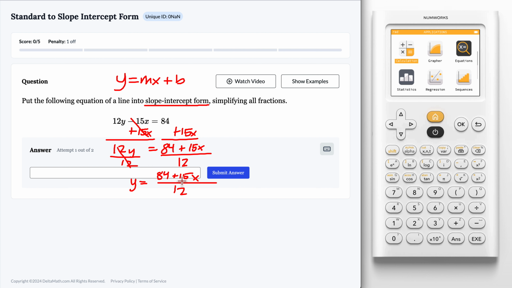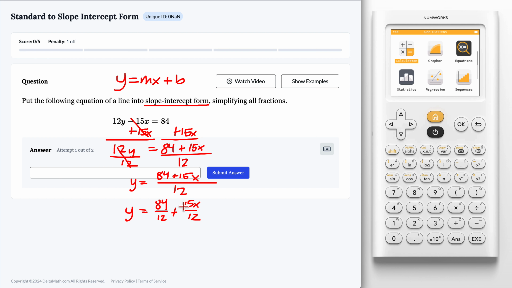Now, we got to remember a rule about fractions here. When you have two fractions that are added together, if they share the same denominator, you can add the numerators. So we're going to expand this statement. Y equals 84 over 12 plus 15x over 12. All right.